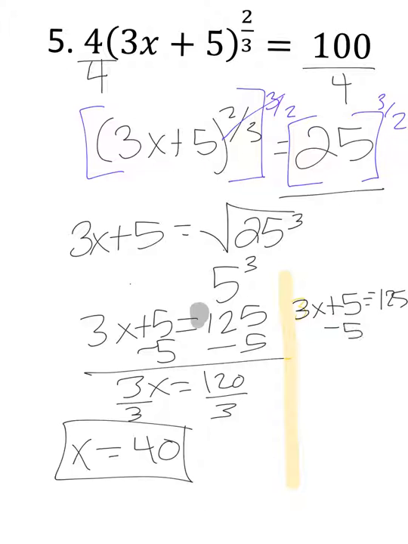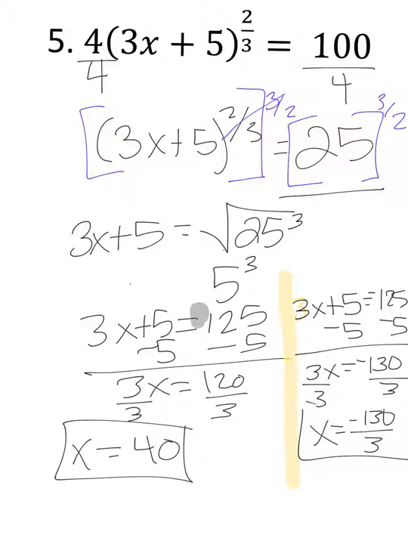So we're going to subtract 5. You get 3x equals negative 130. Divide by 3. And you can't simplify that, so we'll just leave it negative 130 over 3. So again, if you're pre-AP, you have to have both answers. If you're academic, you just need to have your positive answer over here. Okay?